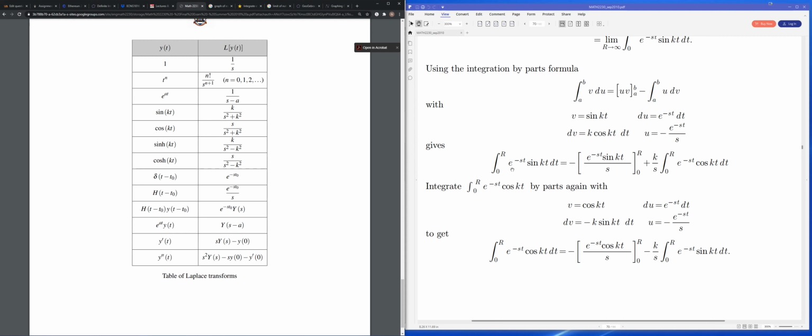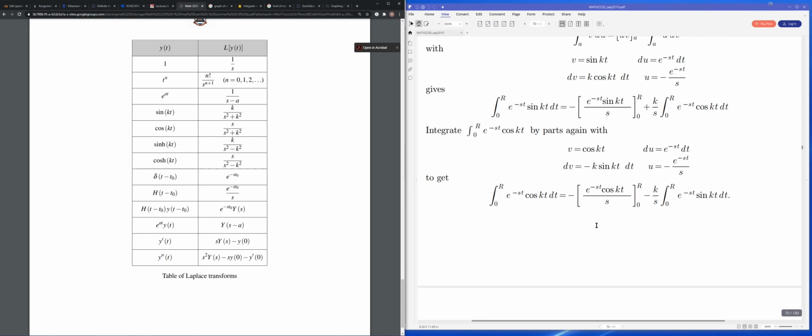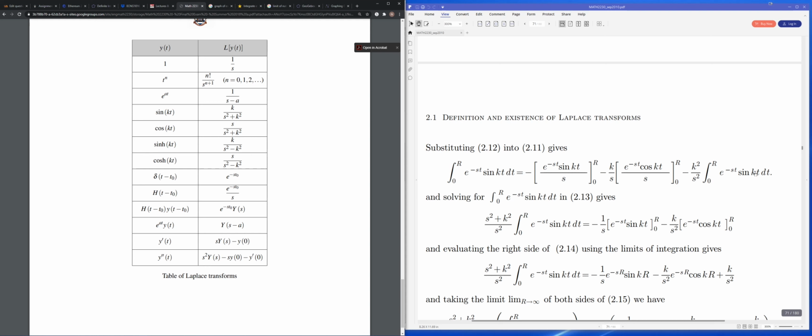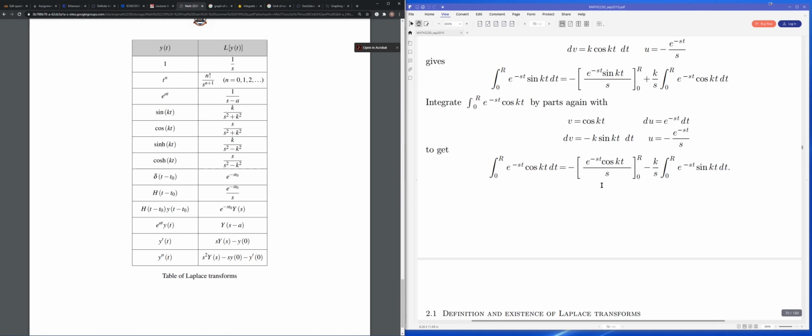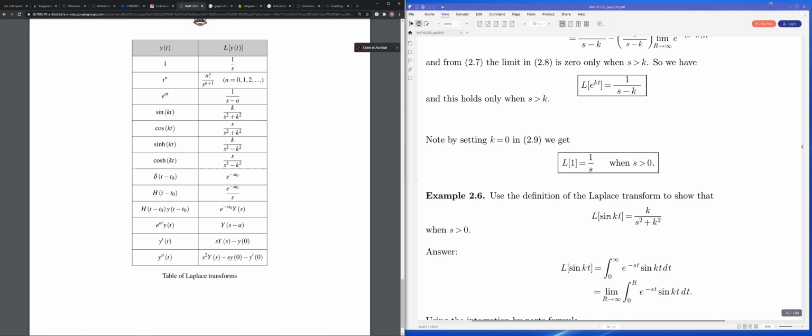So I integrate the exponential times the sine to get something involving exponential times cosine. And then I integrate the exponential times cosine to get something involving exponential times sine. Then I put this result into this over here, so I get an expression just involving the integral of exponential times sine, and I can solve for it. And then I work it out from there. So the idea is doing the integration by parts twice.